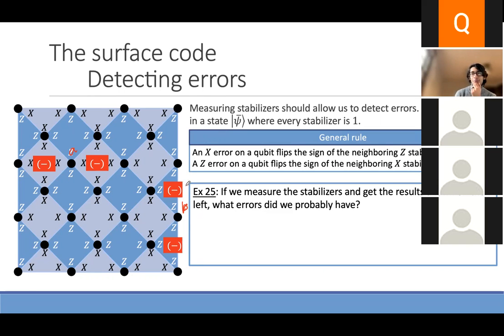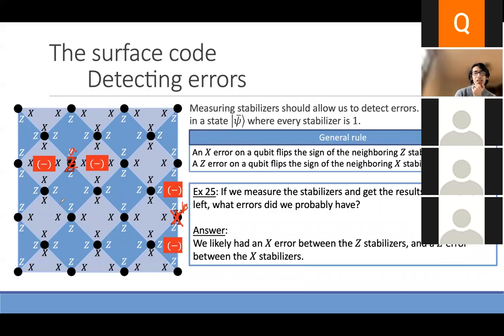Okay, right, great. So there's an X error here, right? Because X errors are what flips Z stabilizers. So we put an X error there. And on the other hand here, the X stabilizers were flipped, so we know that there was a Z error there. So we likely had an X error between the Z stabilizers and a Z error between the X stabilizers. This is fine. This is good. This is what we wanted. We're detecting errors. We're happy.